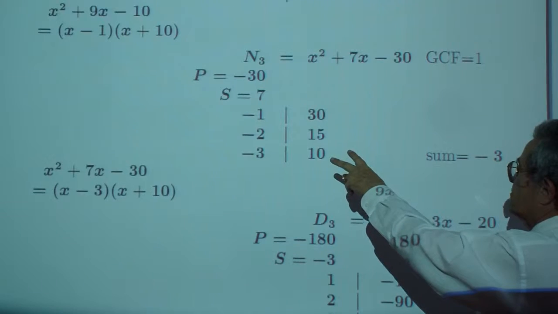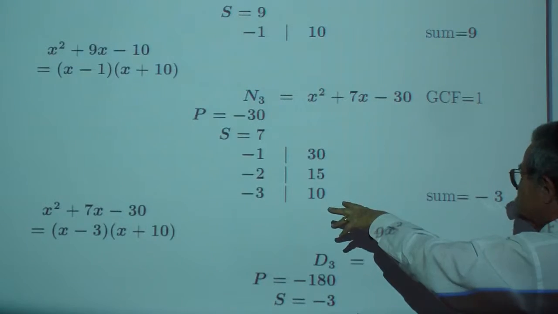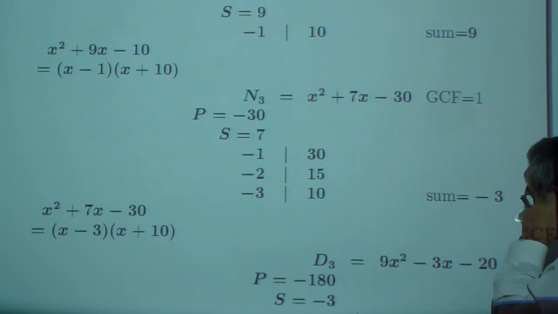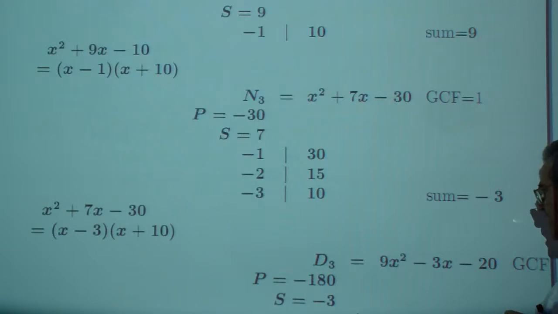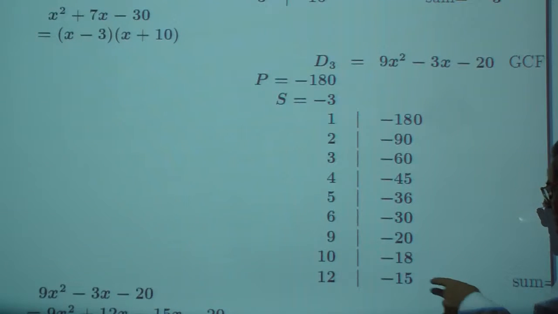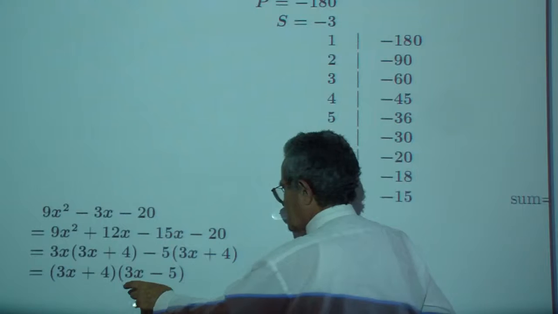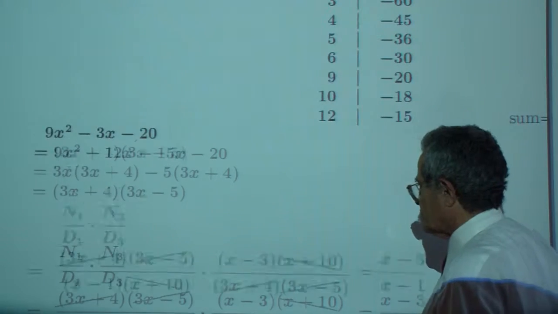You can stop the video, you can look at this. And then for d sub 3, greatest common factor is again 1. Magic numbers 12, negative 15. Product, 3x plus 4 times 3x minus 5.